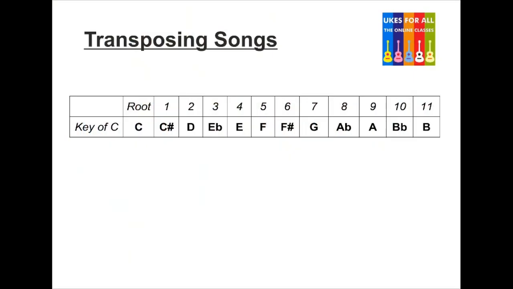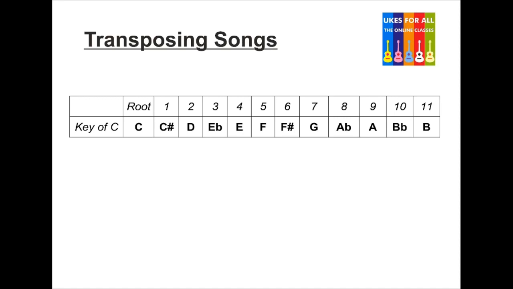So what do we mean by what key is it in? Well, here's an example of the key of C. And you'll see here that the root note is C, and then you just count the 12 notes of an octave across. So you've got C, C sharp, D, E flat, E, F sharp, etc., right across. So those are the 12 notes of the key of C.